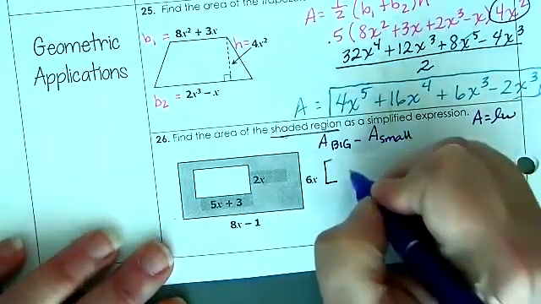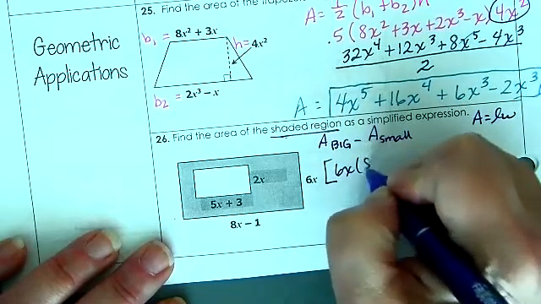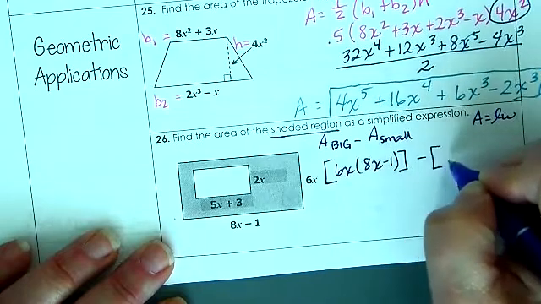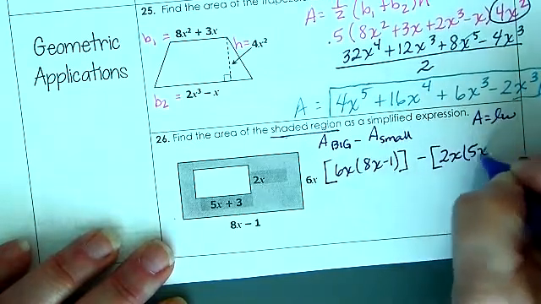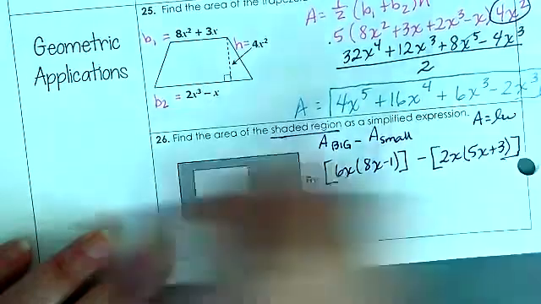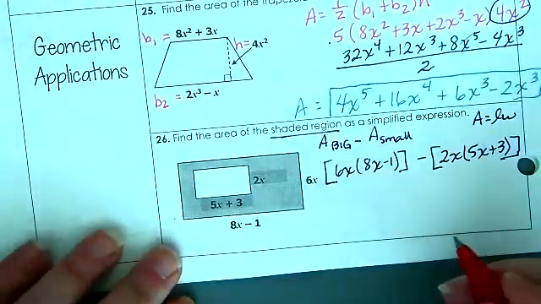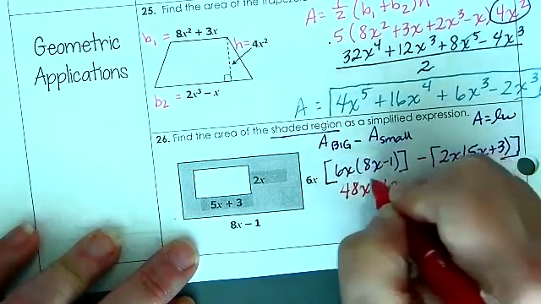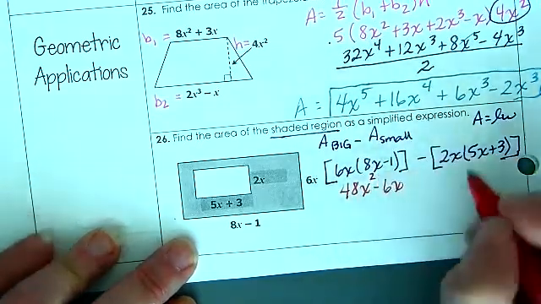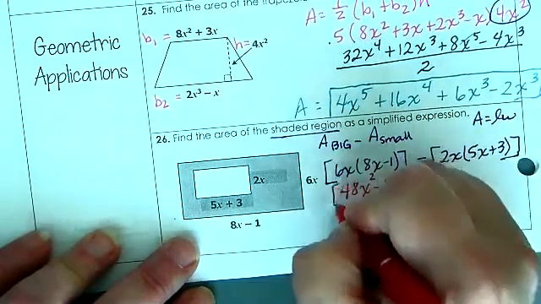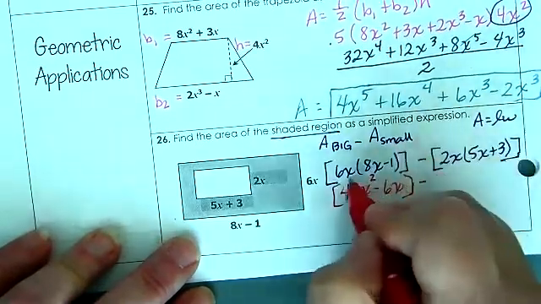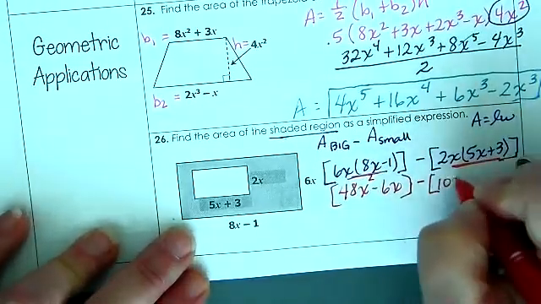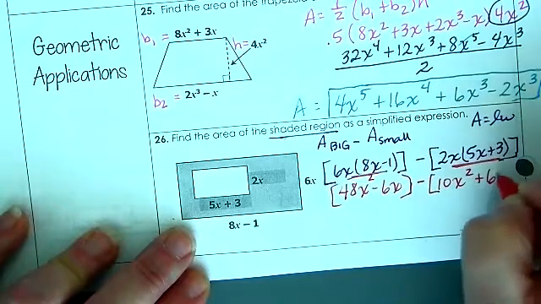So I'm going to have 6x times 8x minus 1, minus 2x times 5x plus 3. And now we distribute. So I'm going to have 48x minus 6x. Oops, that's 48x squared. Pay attention to that. That's a good way to make a mistake. And I'm going to leave this right here as subtraction, because remember, I'm doing what's inside the parentheses, the brackets, first. So minus 10x squared plus 6x.